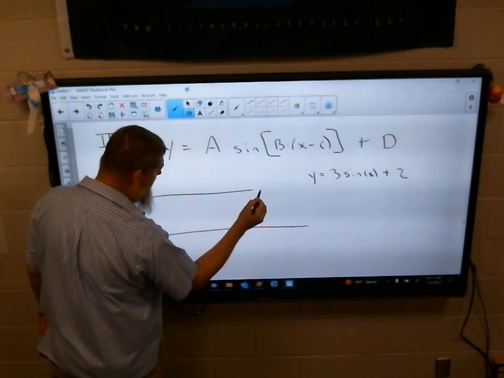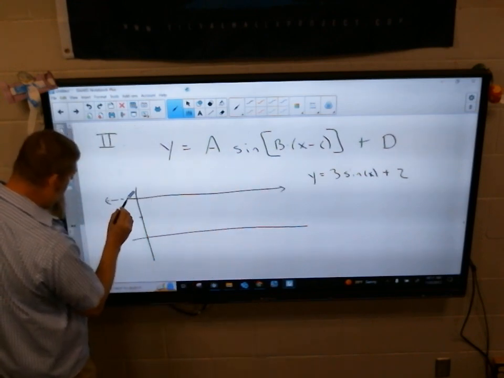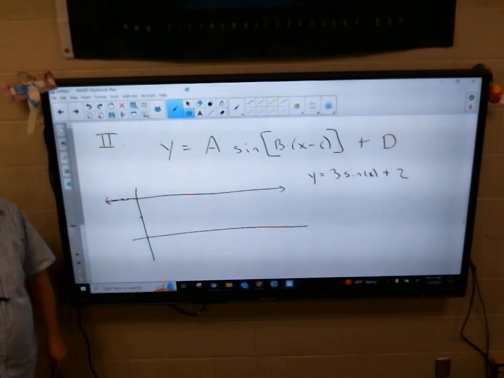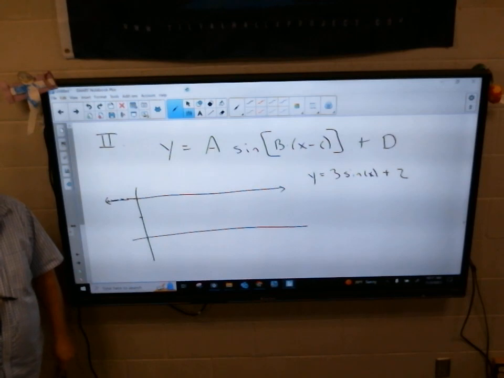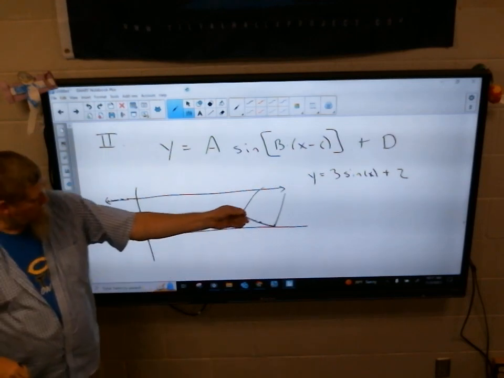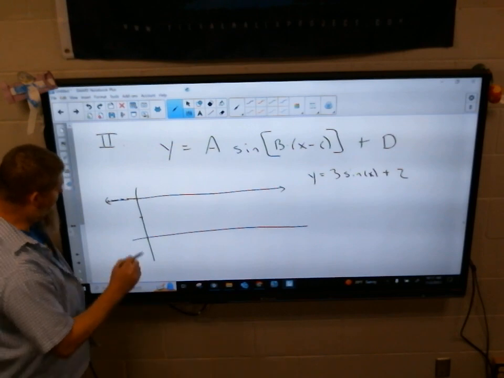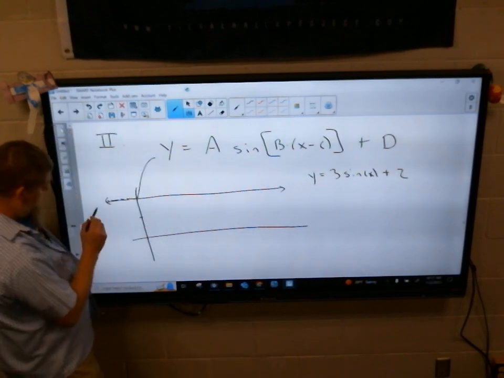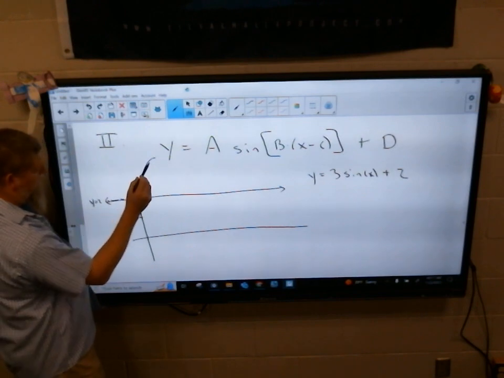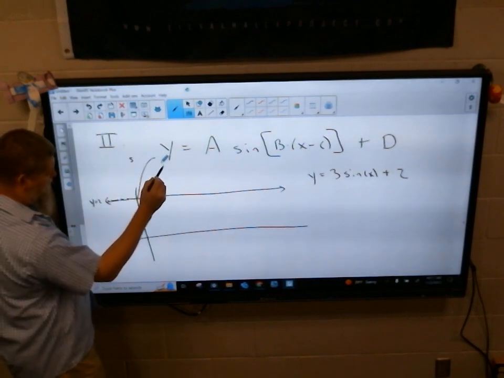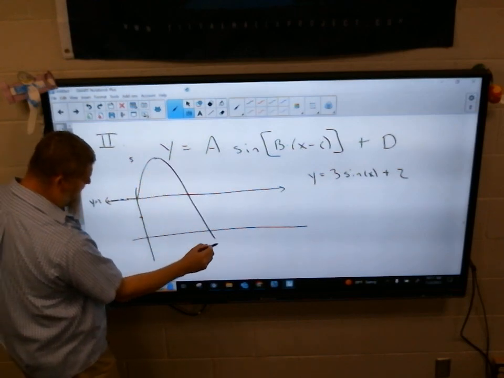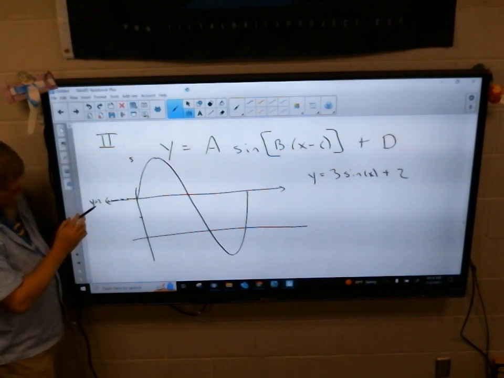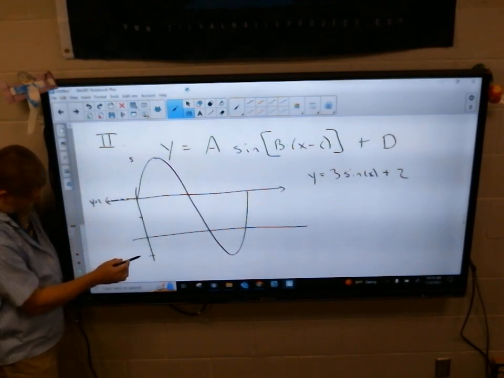So if it was 2, it would go to 4? If our amplitude is 2 and then the vertical shift went up 2, it would go from 4 to 0. But since here my amplitude is 3, now it's going to go up to what? If this is y equals 2, it's going up to 5, and it's going to go down to, -3? No, because remember, starting at 2, it's going to go down to 1, 2, down to -1.